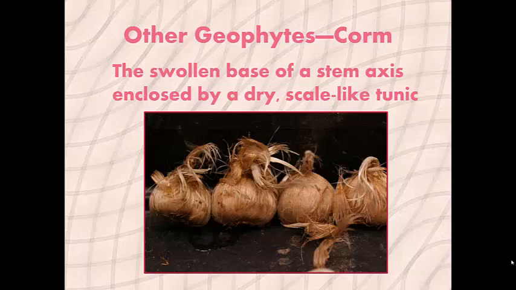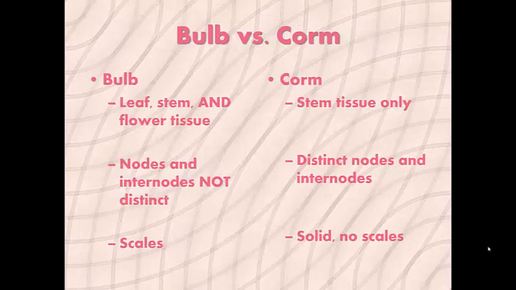So corms are odd because, like a tunicate bulb, they have that dry, papery tunic, but like a scaly bulb, they have contractile roots that pull them deeper down into the ground. Unlike both of them, they are just stem tissue. So just to review the difference between a bulb and a corm, a bulb is going to contain leaf, stem, and flower tissue. A corm only has stem tissue.